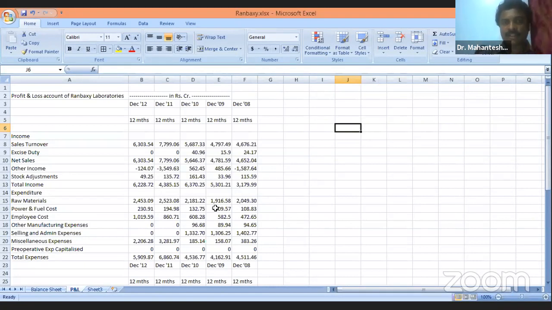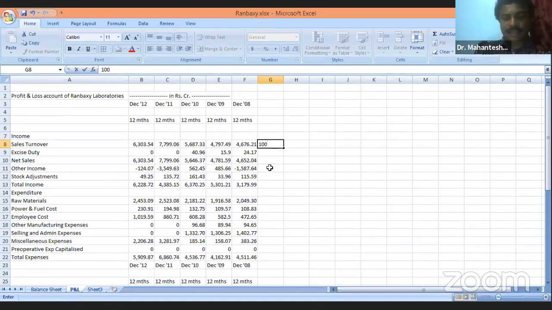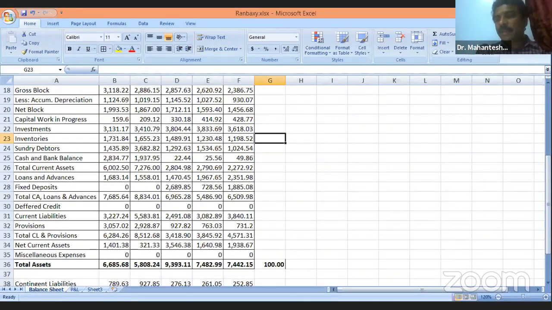This is the profit and loss account of Ranbaxy for a period of 5 years from 2008 to 2012. Here, what can be taken as 100 is normally sales revenue. Sales is taken as 100%, and the rest of the things like other income, excise duty, raw material percent, each of them can be converted into a percentage. When we convert, it becomes easy for us to remember.